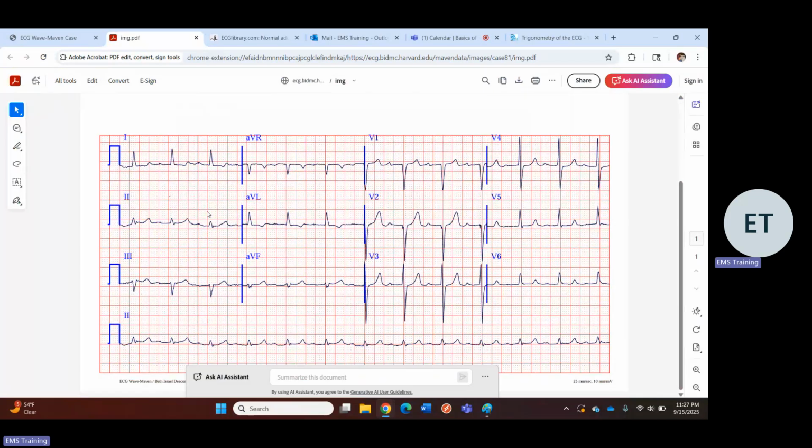The rate, yeah, I don't know. 300, 150, 175. The gap looks pretty normal. 1, 2, 3, 4, 5, 6, 7, 8, 9, 10, 11, 12, 13 times 6, 78. So that's pretty normal. Now let's do the axes. Thumb up, thumb down, left axis deviation. R wave transition down, down, switches, up, up. Yeah, it's slightly delayed around V4.